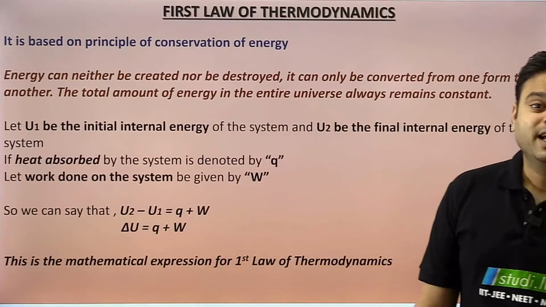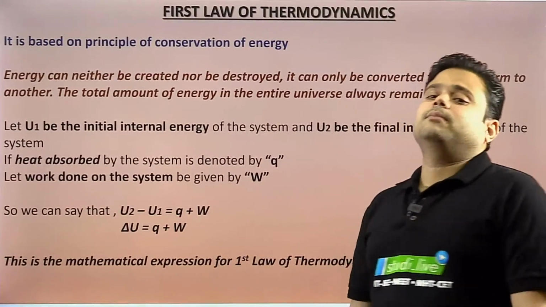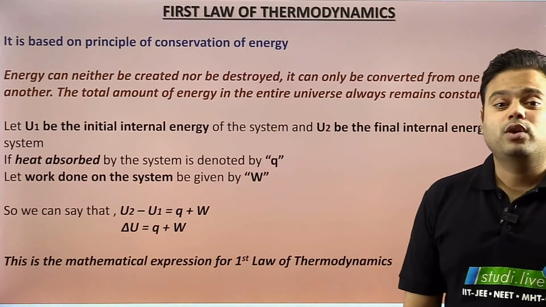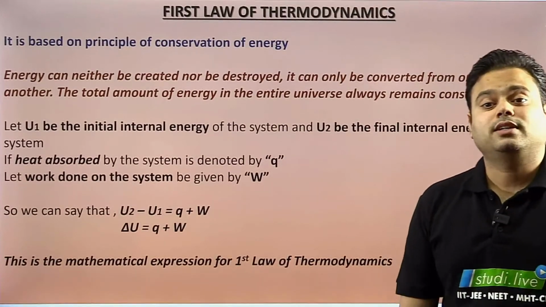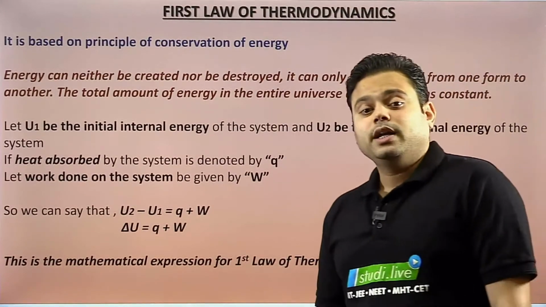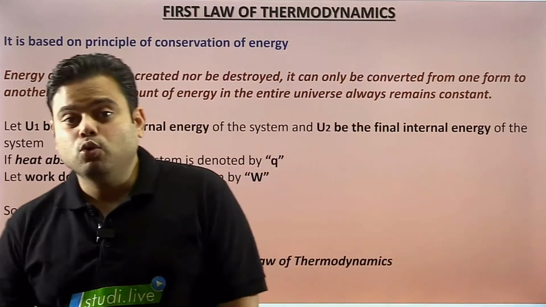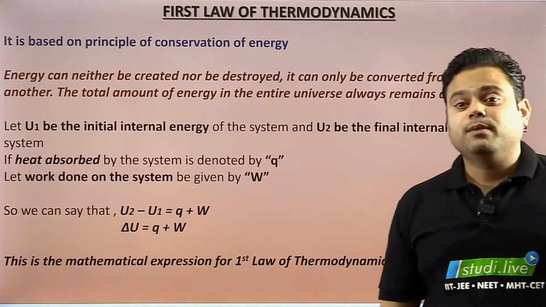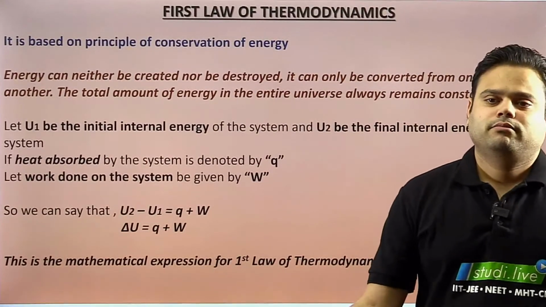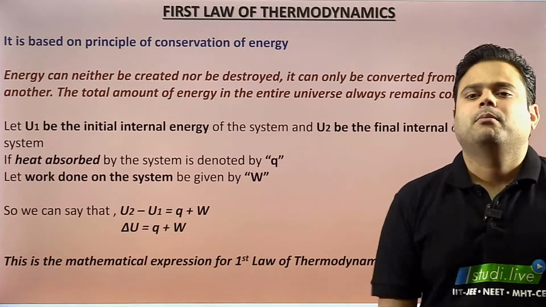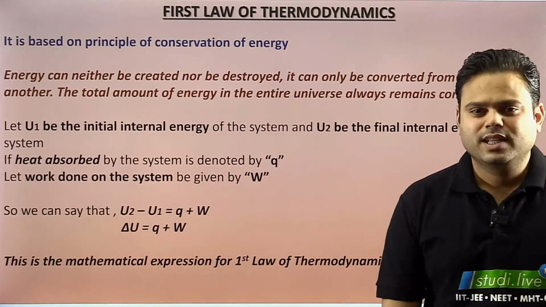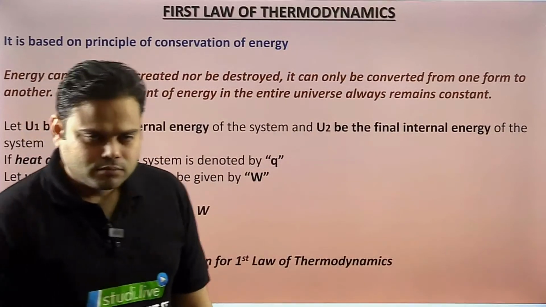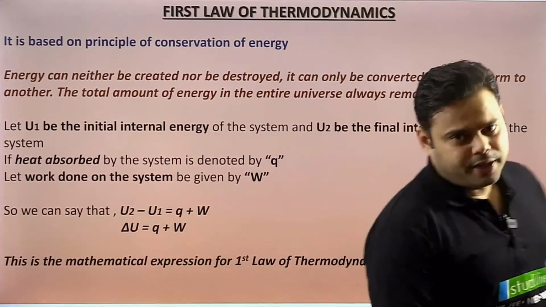If we would have said work is done by the system and heat is absorbed by the system, it would have become Q minus W. So what you have to remember: work done on the system is W, work done by the system is minus W. Heat absorbed by the system is Q, heat released is minus Q. This is the first law of thermodynamics. I hope this is clear to everybody.